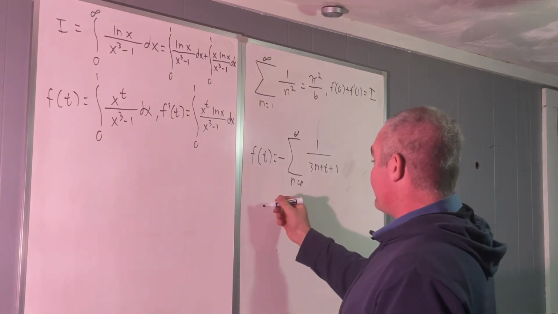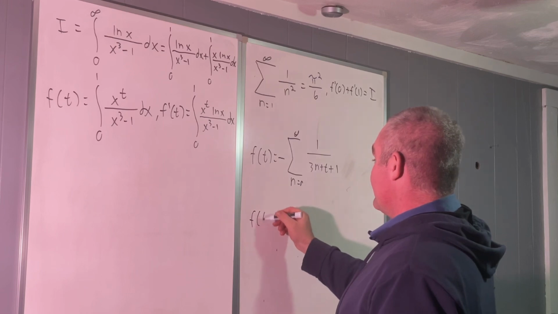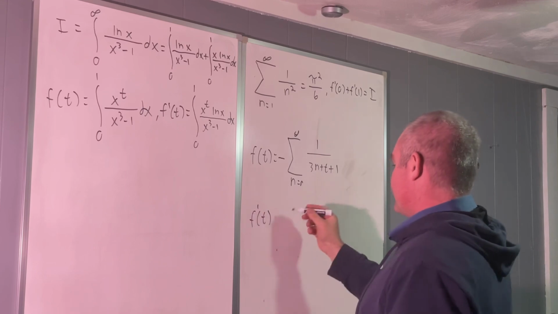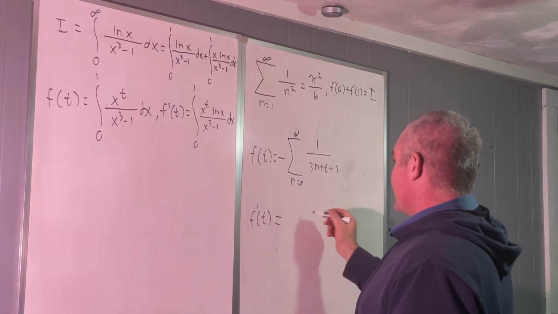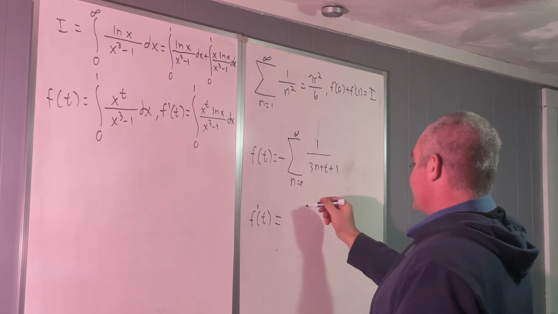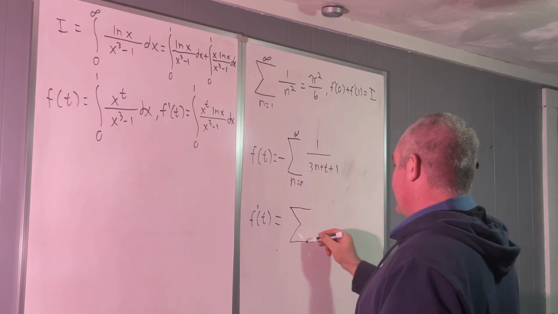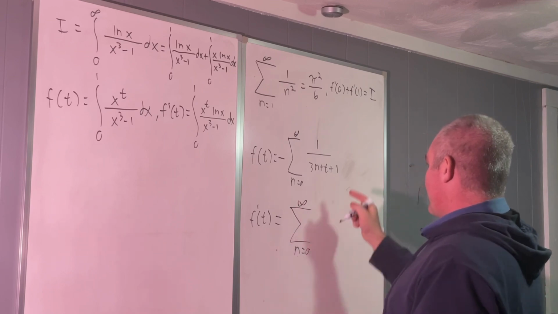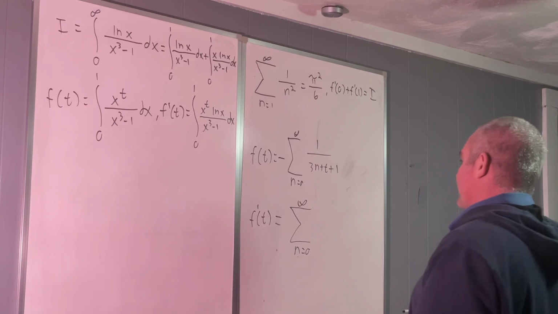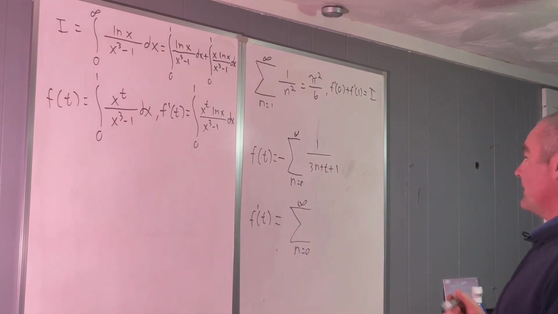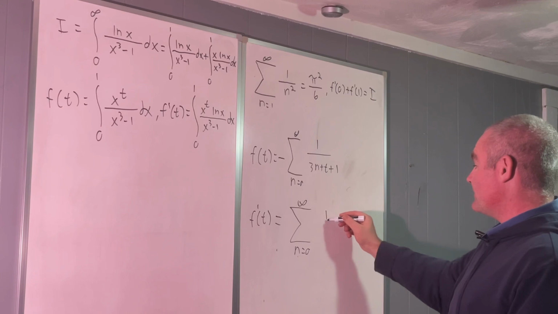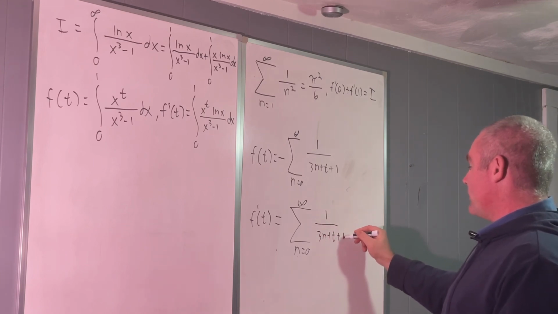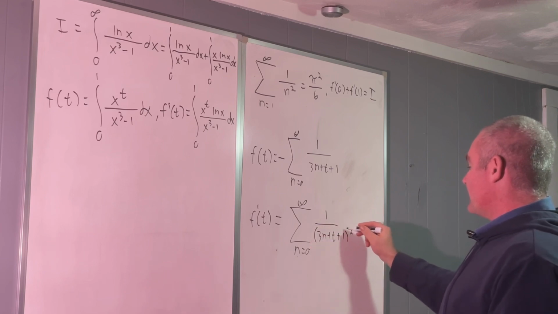So we can obtain f prime of t the same way we obtained it over here, just by taking a derivative with respect to t. That's what f prime of t is. So, taking a derivative with respect to t of this thing will give us the sum as n goes from 0 to infinity of, well, this would become negative 1 over 3n plus t plus 1 all squared. The negatives would cancel, so we just get 1 over 3n plus t plus 1 all squared.